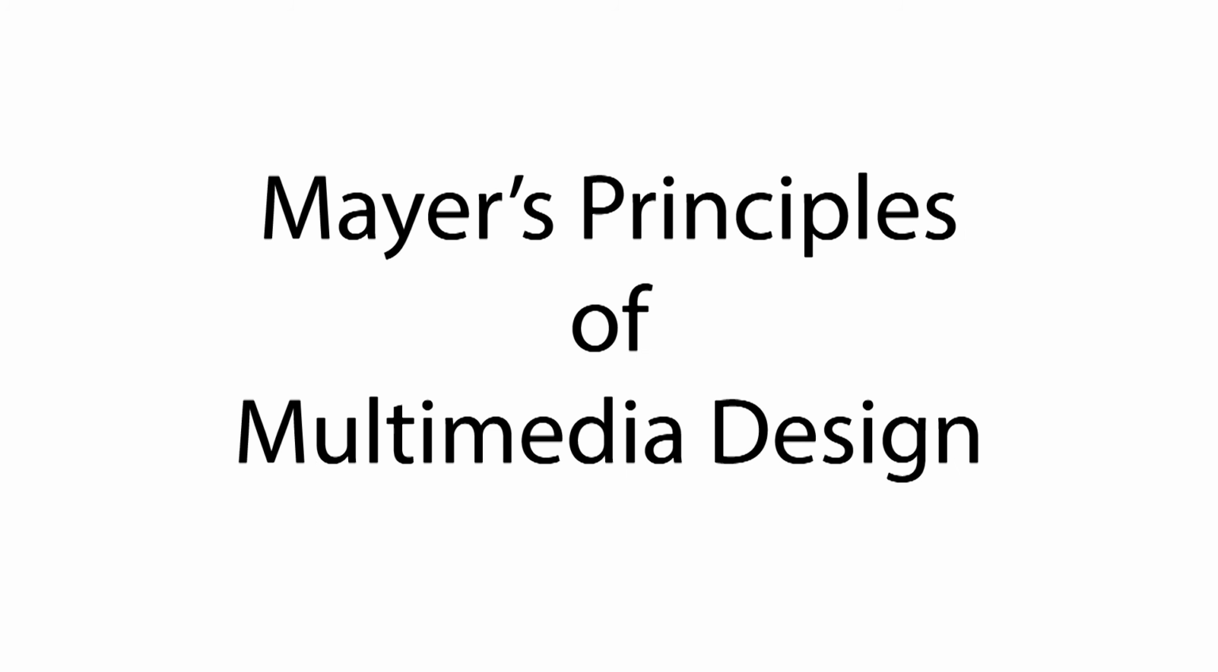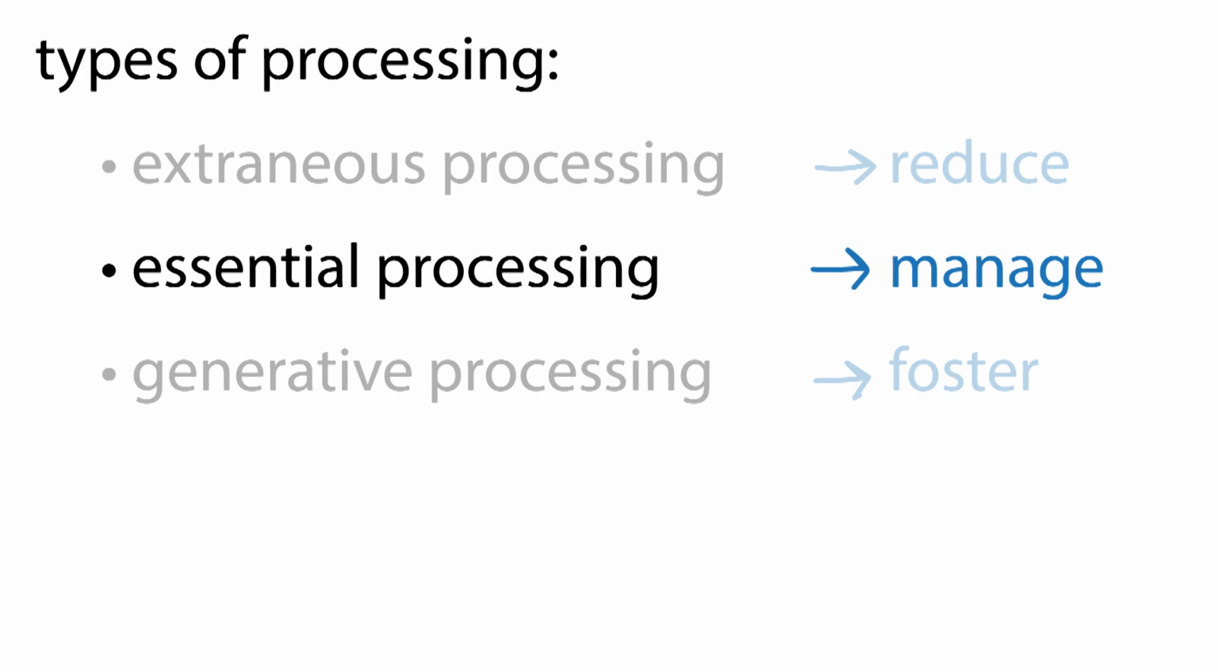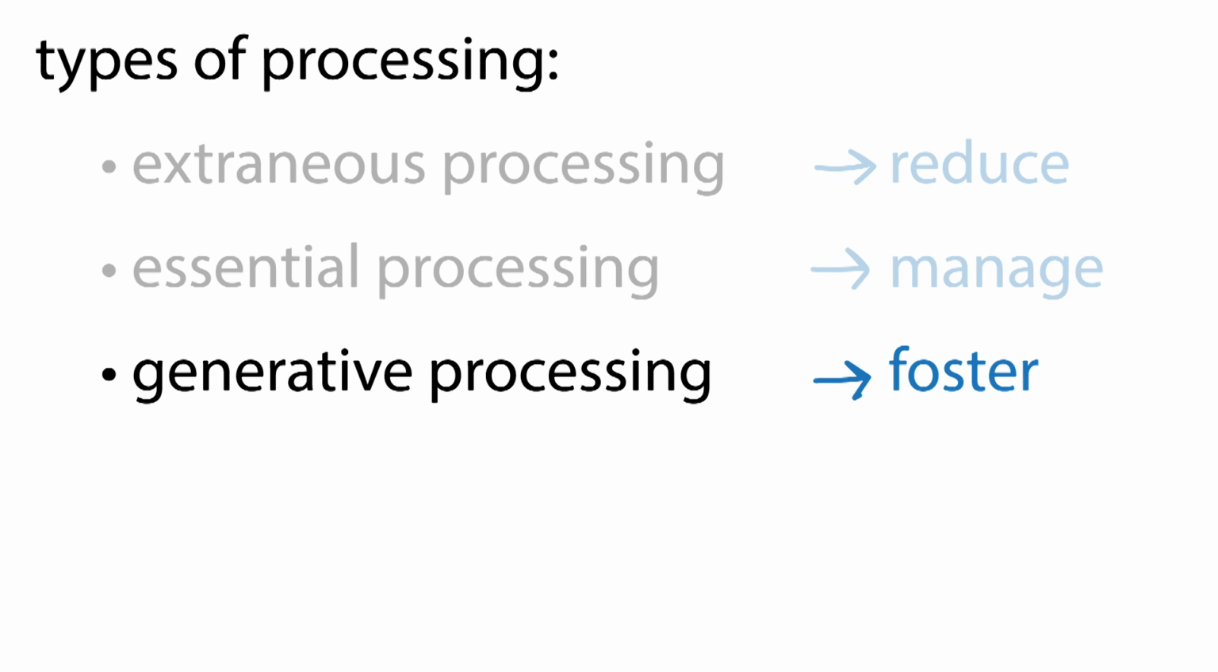So how can we apply this cognitive theory to effective multimedia creation? Lots of research has led to Mayer's principles of multimedia design. Some of these principles work towards the goal of reducing extraneous processing, for example, the coherence, signaling, redundancy, spatial contiguity, and temporal contiguity principles. Some of the principles work towards the goal of managing essential processing, for example, the segmenting, pre-training, and modality principles. And some of the principles work towards fostering generative processing, for example, the personalization, voice, and image principles.